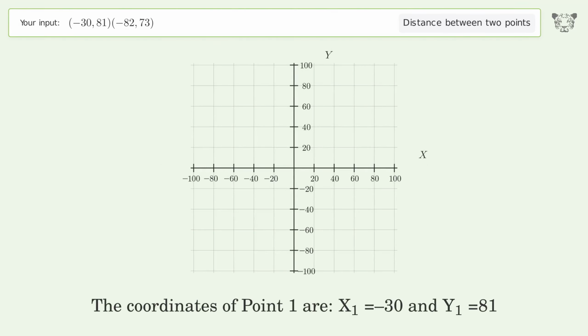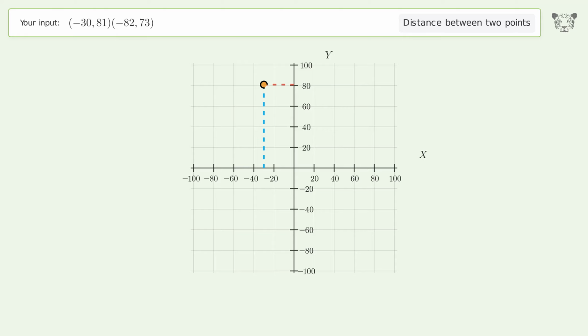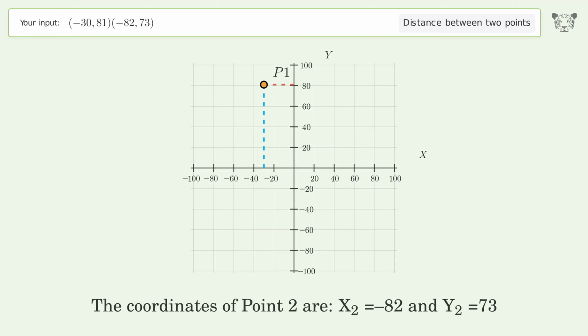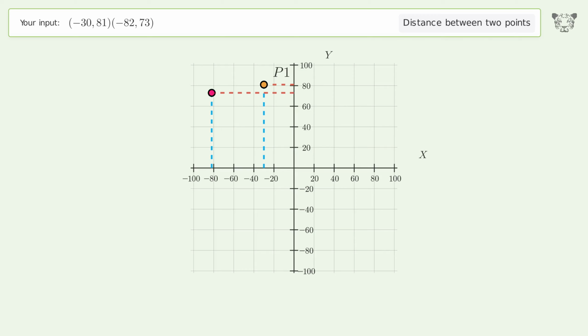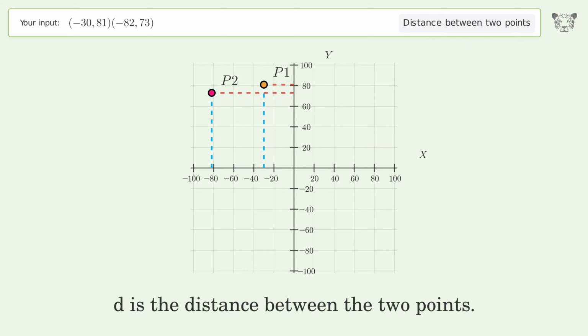The coordinates of point 1 are, x1 equals -30 and y1 equals 81. The coordinates of point 2 are, x2 equals -82 and y2 equals 73. D is the distance between the 2 points.